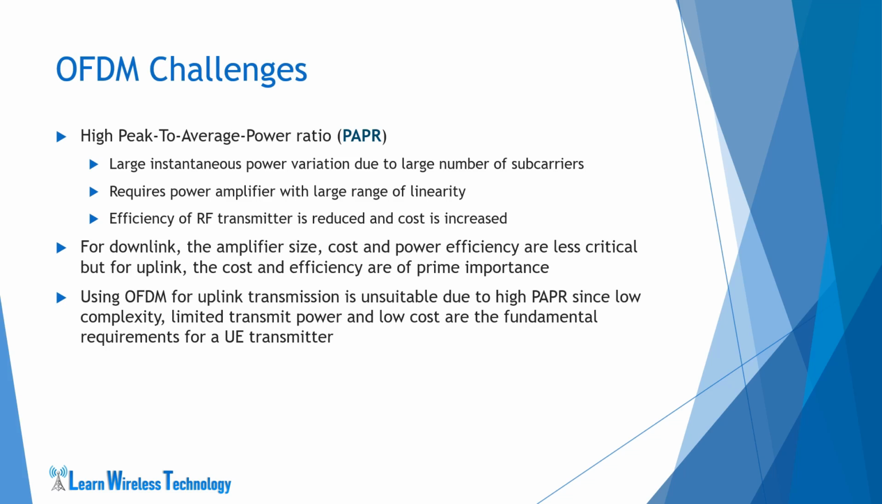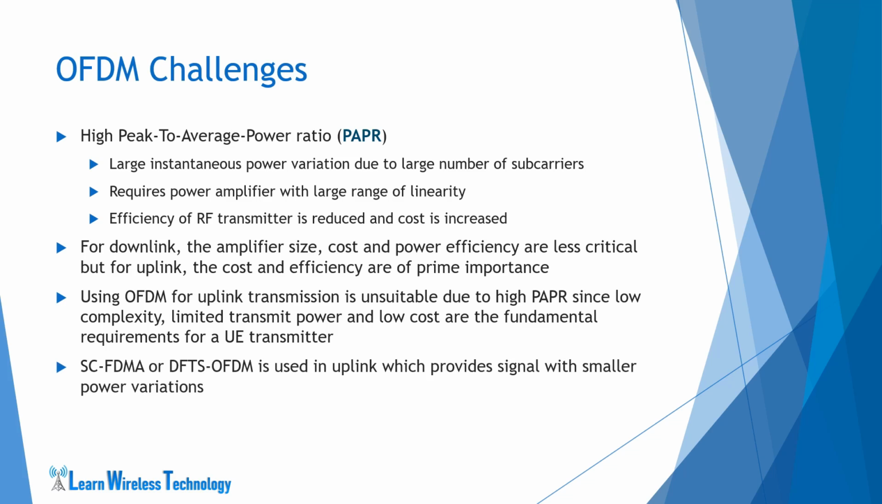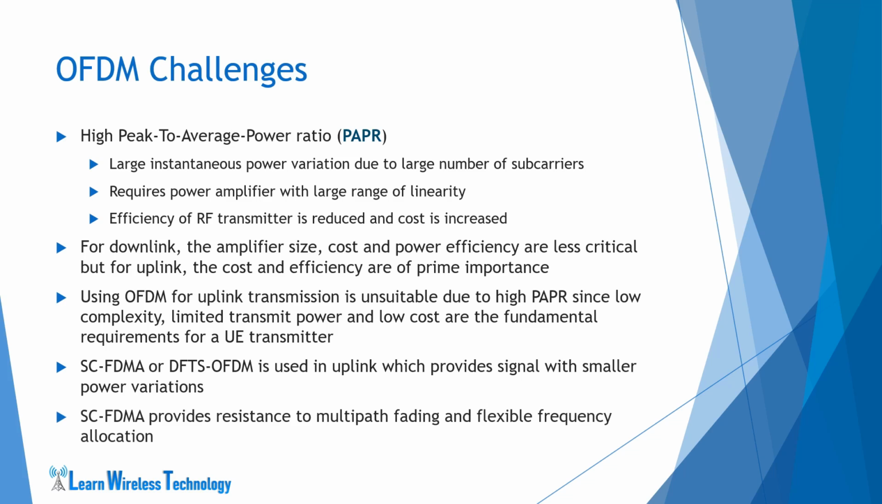So it is really unsuitable to use the fundamental form of OFDM as an uplink transmission scheme due to high PAPR. Now the fundamental requirement for a UE transmitter is low complexity, limited transmit power and low cost. And to achieve these characteristics, a different form of access technique can be used, known as SC-FDMA, that is Single Carrier Frequency Division Multiple Access. SC-FDMA, also known as DFTS OFDM, can be used to achieve a signal with smaller power variations. It offers similar characteristics as OFDM and also provides resistance to multipath fading along with flexible frequency allocation.